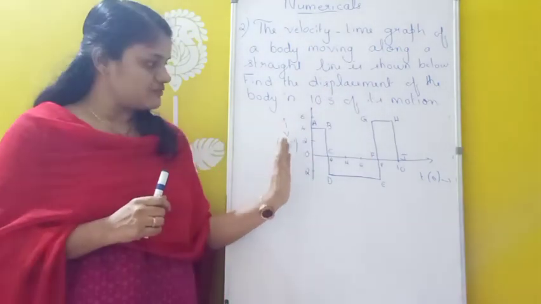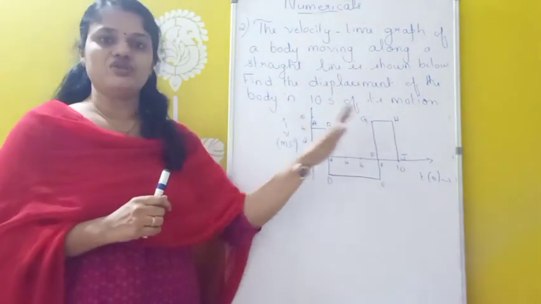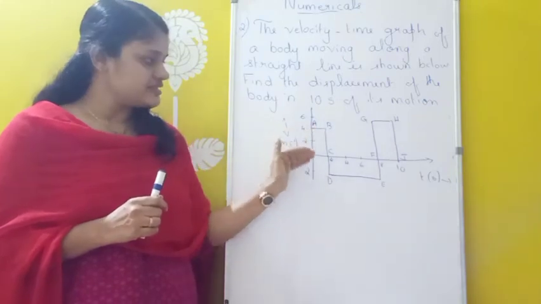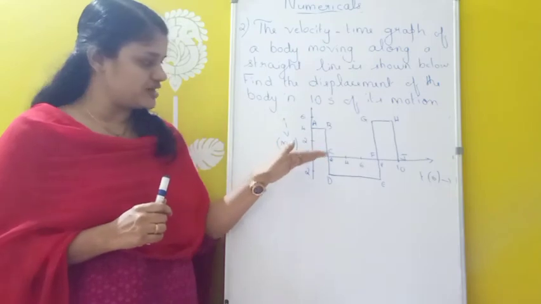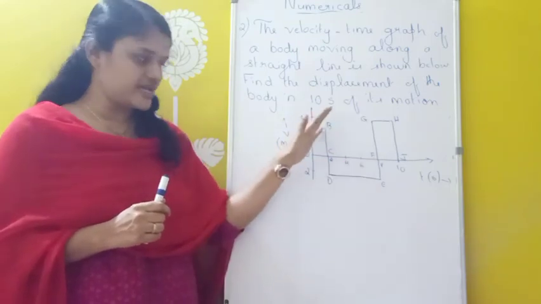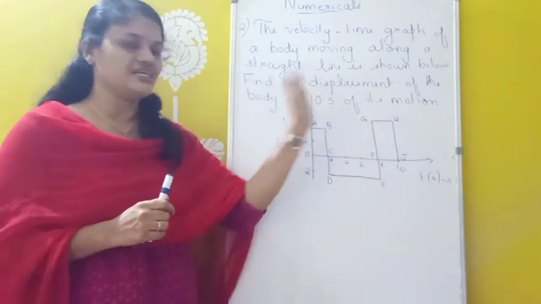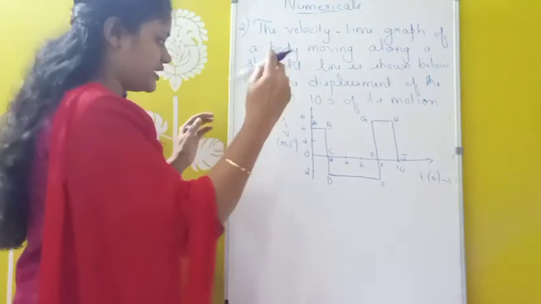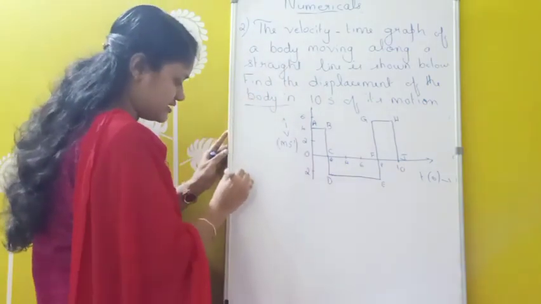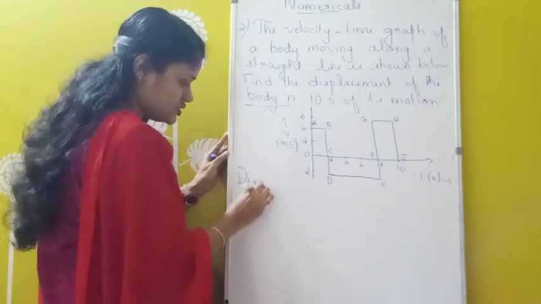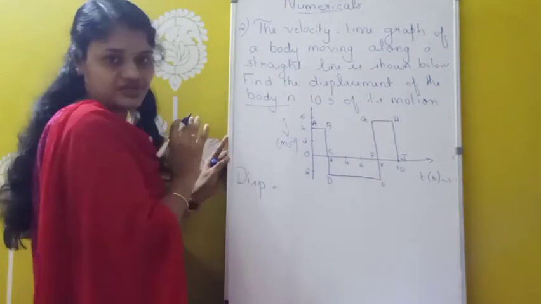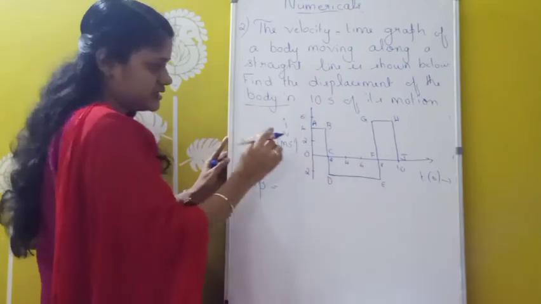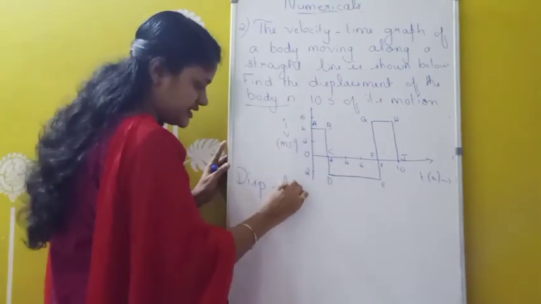Okay. So here we have a velocity time graph, and how will you find displacement? The area under this velocity time graph gives the displacement. So here also we have to find the area under this graph. So the displacement of this body can be written as the area under the velocity time graph.